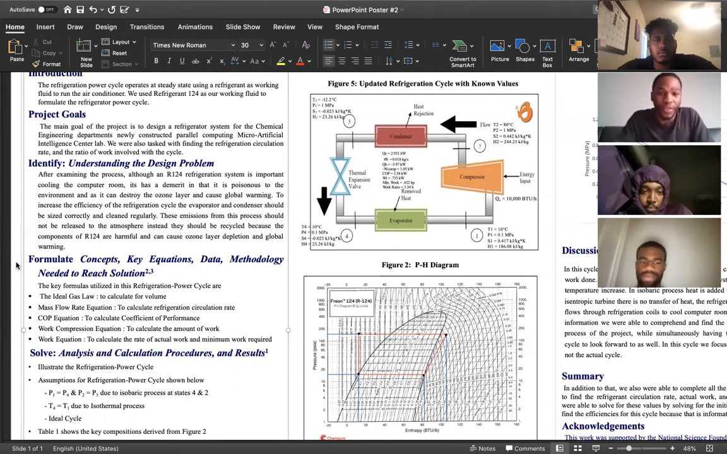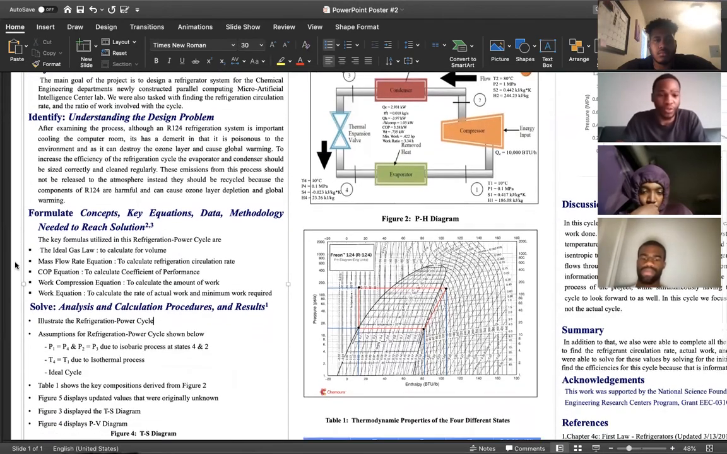To increase the efficiency of the refrigerant cycle, the evaporator and condenser should be sized correctly. Emissions from the process should not be released into the atmosphere because it is dangerous to the environment and the ozone layer, and can cause global warming due to its potent nature.